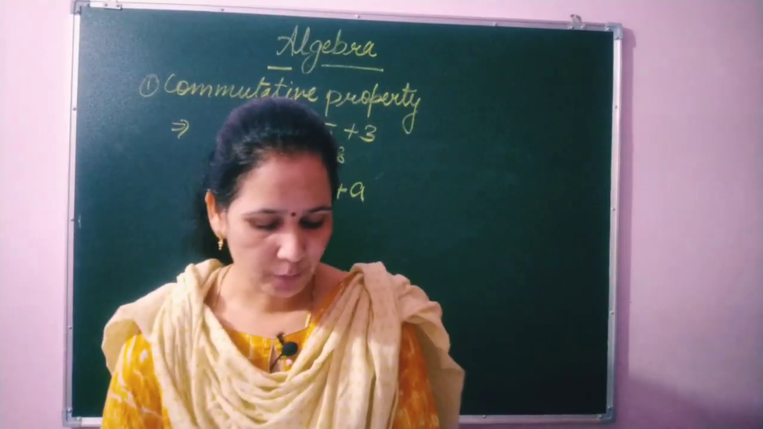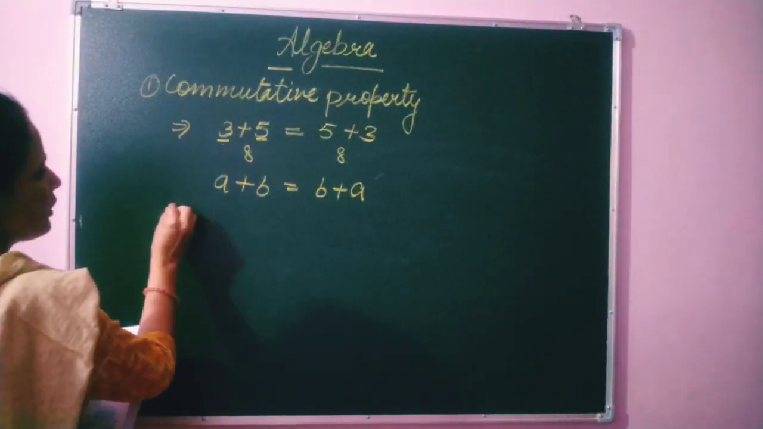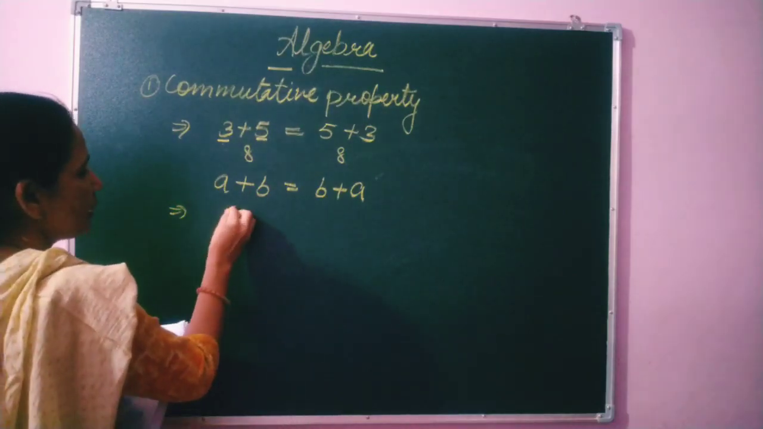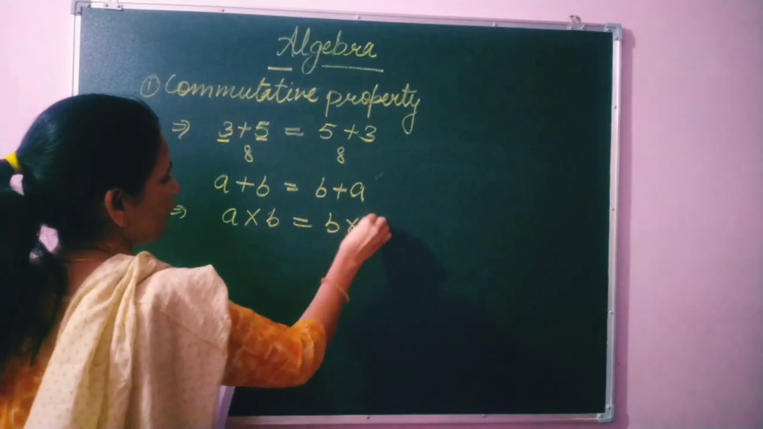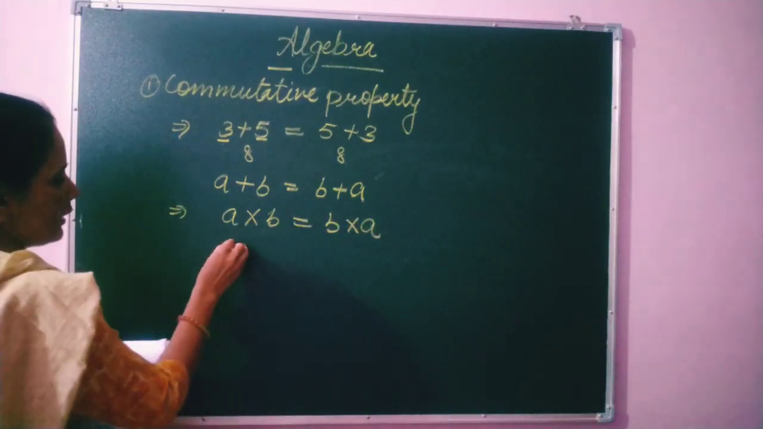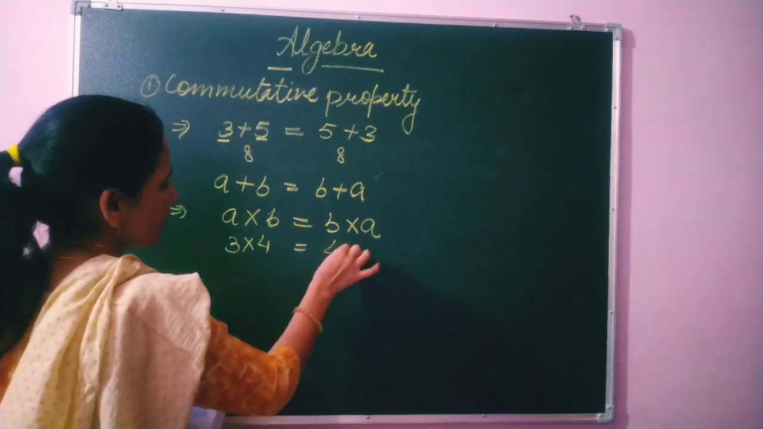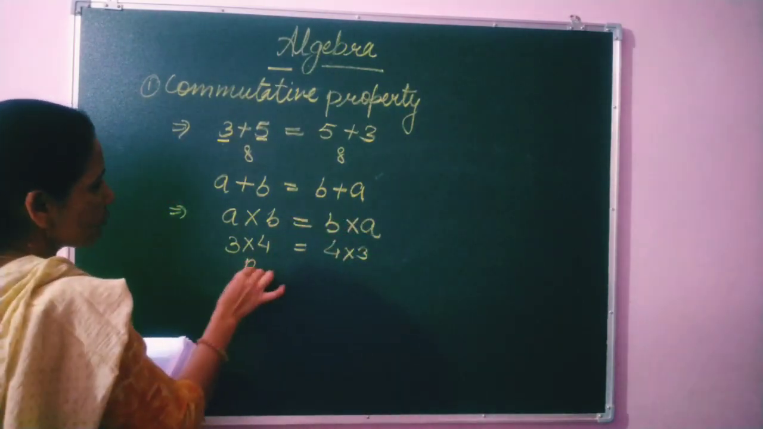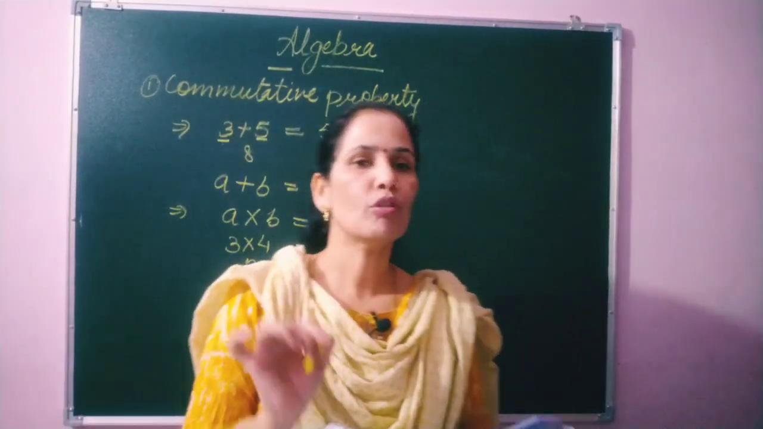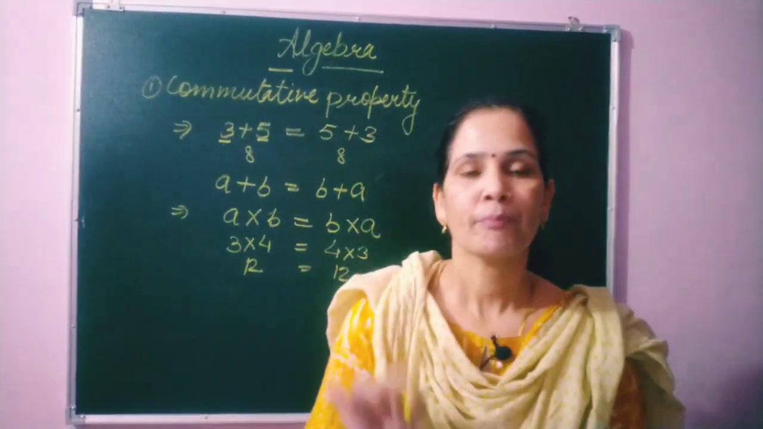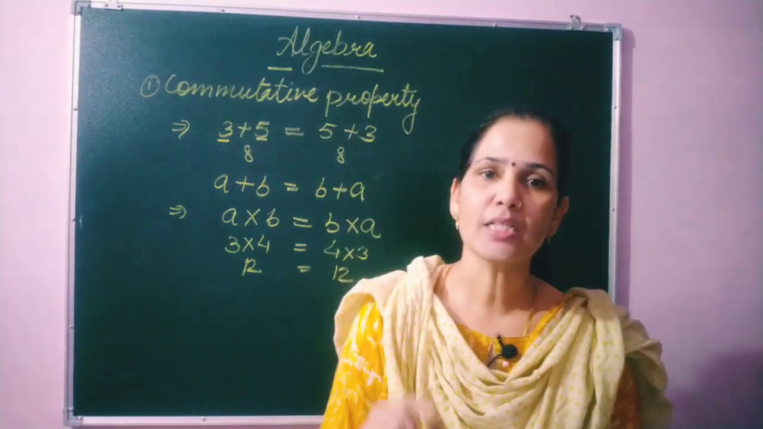Okay, now the next is the commutative property of multiplication. Commutative property of multiplication means A multiplied by B equals B multiplied by A. I give you another example with numbers: 3 multiplied by 4 and 4 multiplied by 3. In both cases we get the answer 12. So when we multiply two numbers and change the order of the numbers, the result will remain the same.